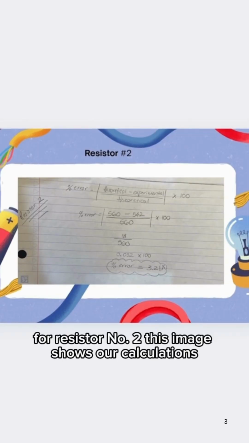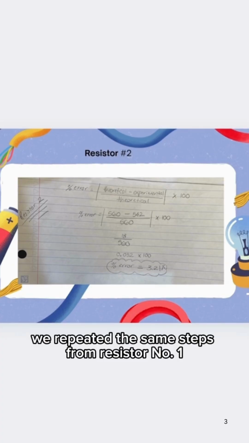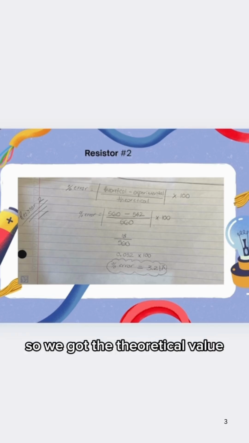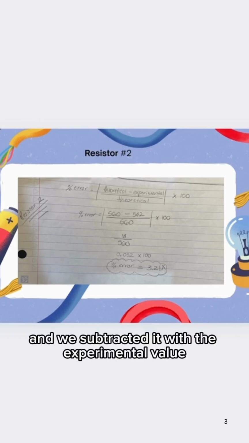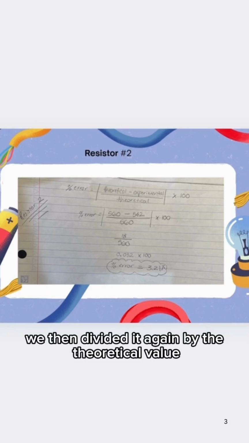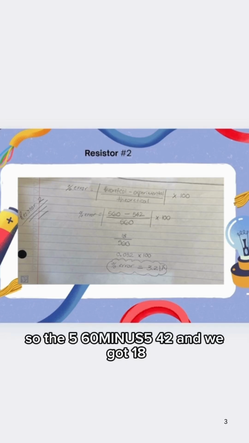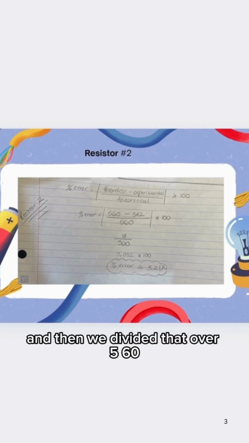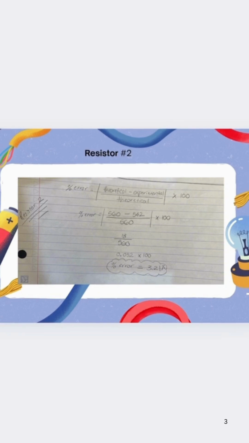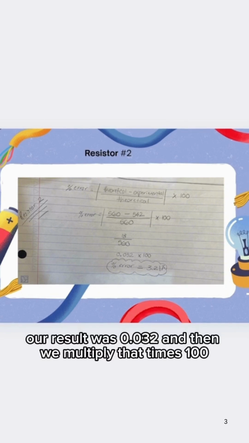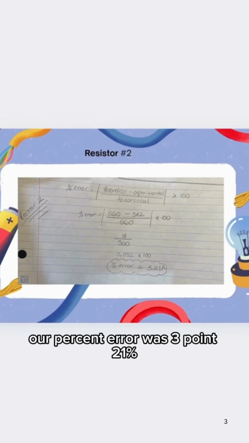For resistor number 2, this image shows our calculations. We repeated the same steps from resistor number 1. So we got the theoretical value, and we subtracted it with the experimental value. We then divided it again by the theoretical value. So the 560 minus 542, and we got 18. And then we divided that over 560. Our result was 0.032, and then we multiplied that times 100. Our percent error was 3.21%.